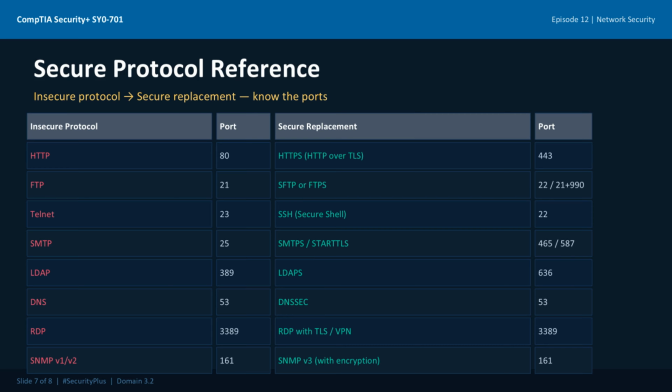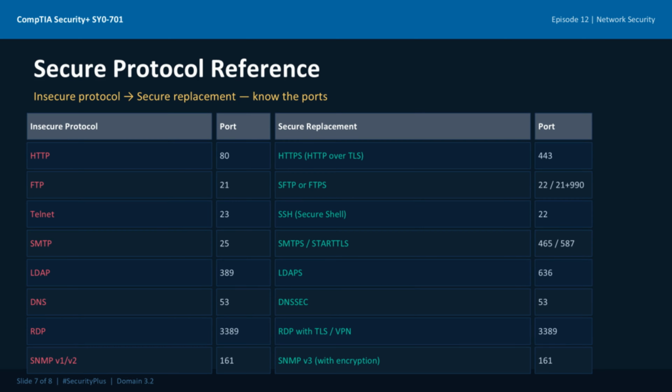Memorize these protocol replacements and ports. HTTP, port 80, replaced by HTTPS, port 443. FTP, port 21, replaced by SFTP, port 22, or FTPS, port 990. Telnet, port 23, replaced by SSH, port 22.